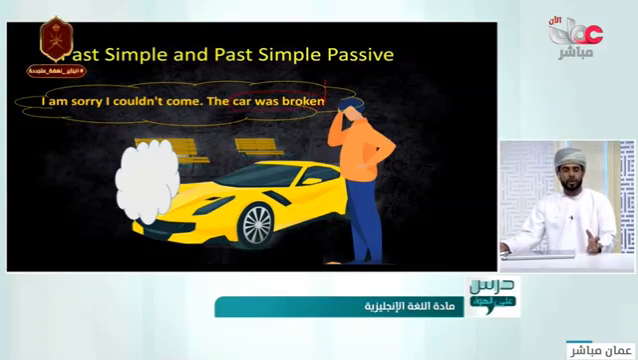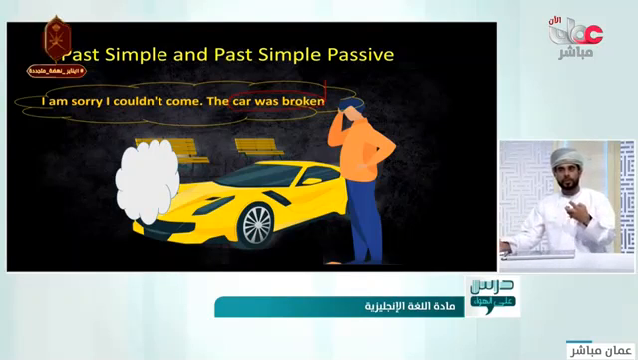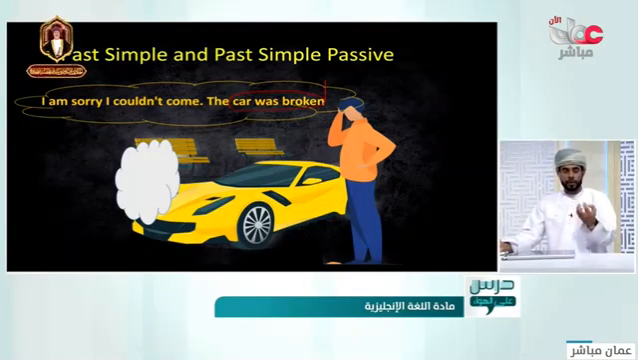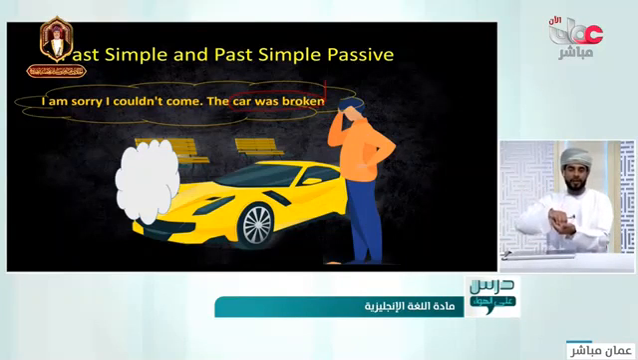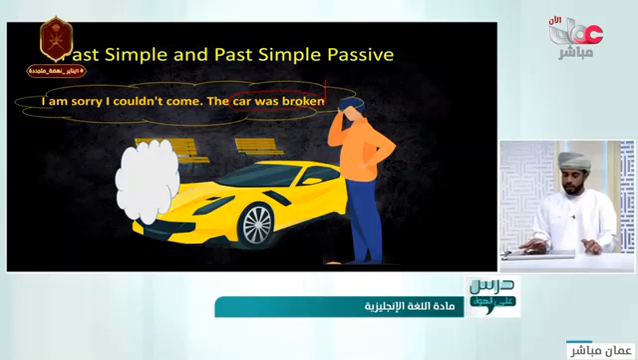No, the car was broken. What's that? Did someone break the car? No, the car itself was broken. Something happened to the car. He didn't cause that thing. So when you need to say that not the car did something, but something happened to the car, this is called the passive voice. The passive voice means that someone or something received the action.